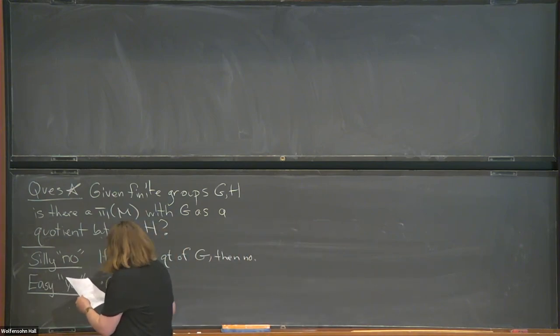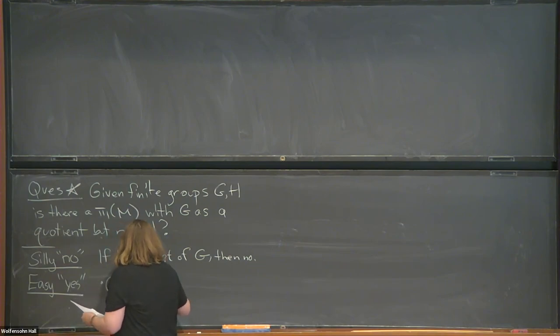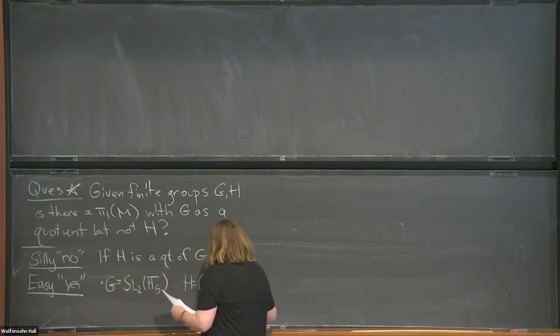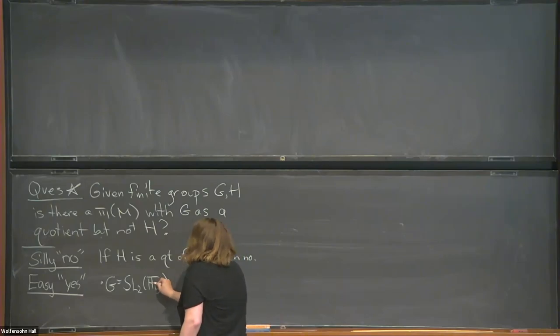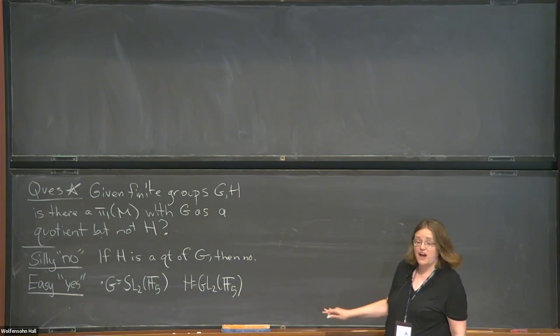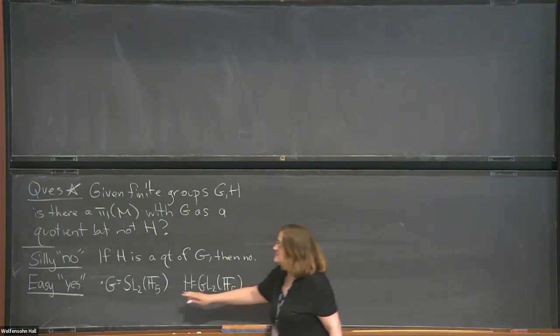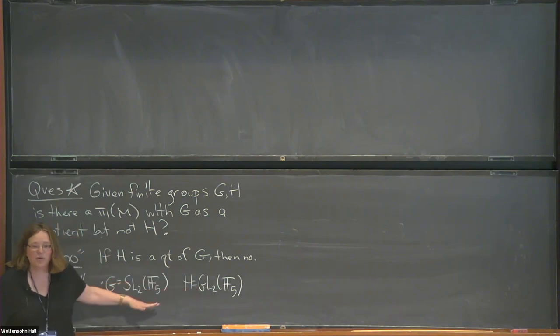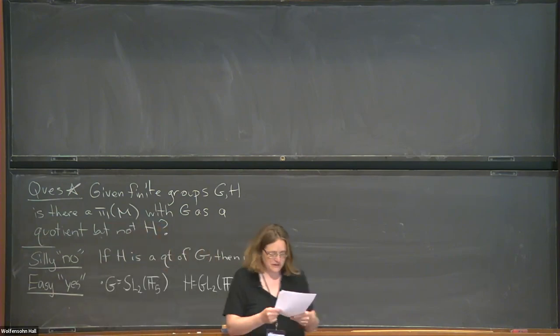For example, if G is SL2 F5 and H is GL2 F5, is there a three manifold group with G as a quotient but not H? And this is a yes, because I gave you an example right here of a three manifold that's its entire fundamental group. And this is a bigger group. So it has this as a quotient itself, and then it doesn't have this bigger group.